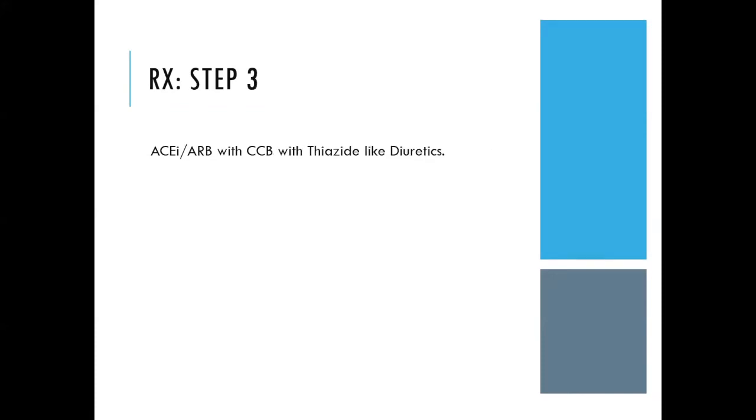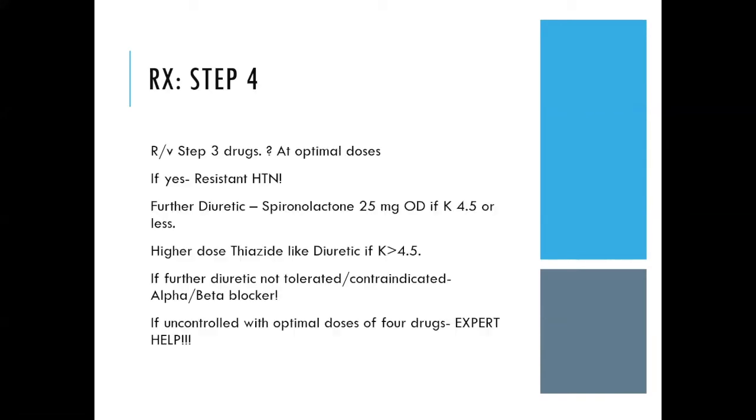In step 3, you just combine all these 3 things together: calcium channel blocker, ACE inhibitor or ARB, with a thiazide-like diuretic. So very simple. Step 1, 1 agent. Step 2, 2 agents. Step 3, 3 agents. Step 4 will possibly be 4 agents. Let's see. If you are at step 4, make sure you have reviewed these step 3 drugs. Make sure that they are at their optimal doses. See if you have any opportunity to increase your dose. If not, then they are possibly resistant hypertensive.